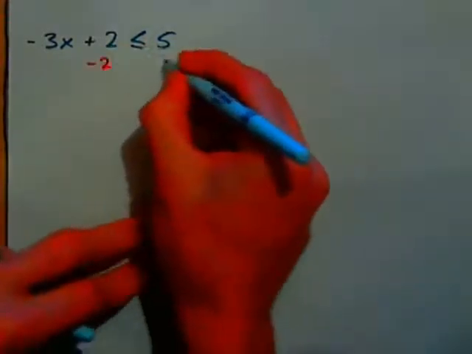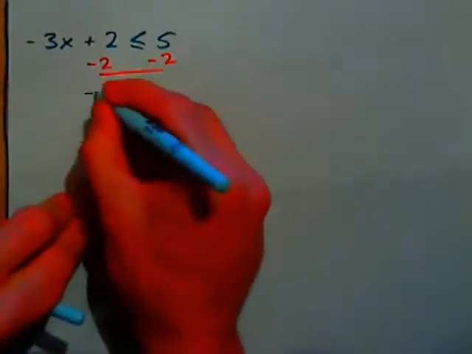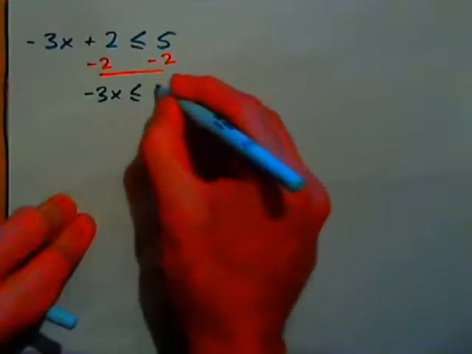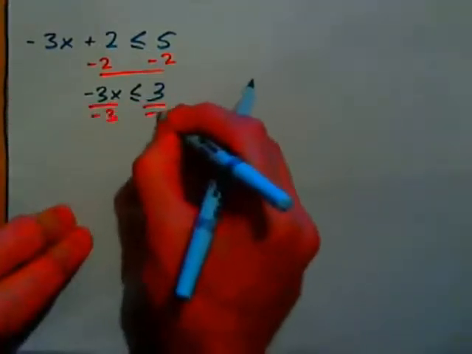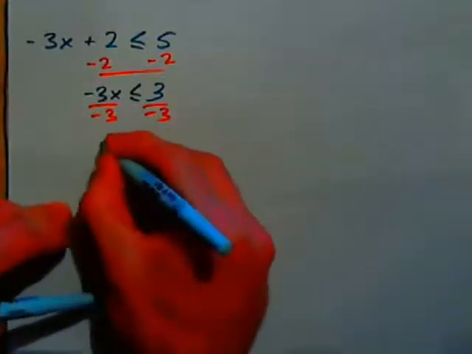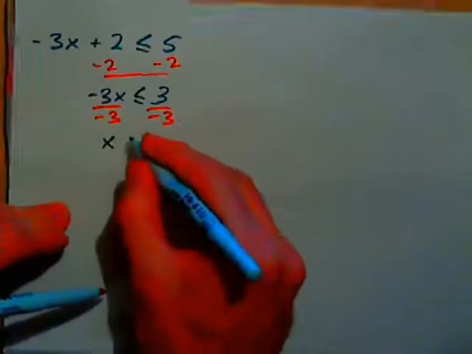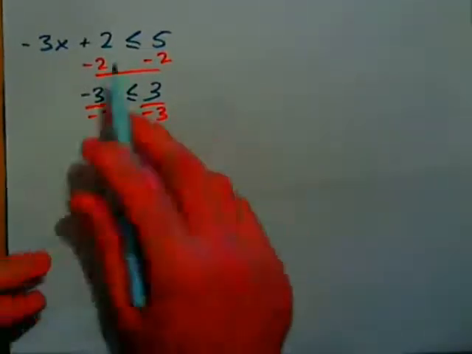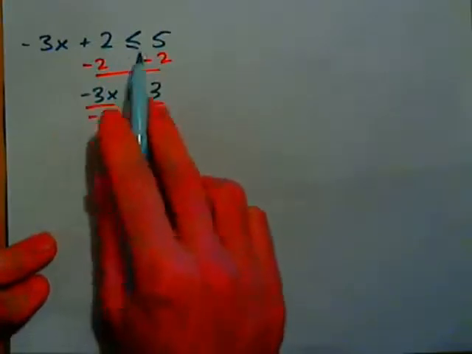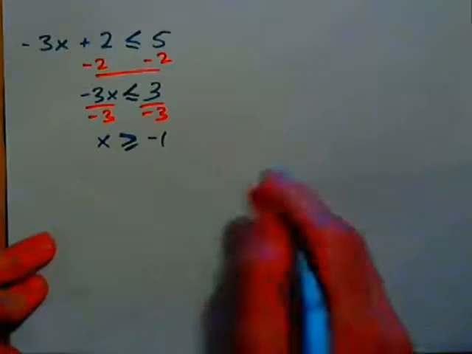So subtract 2 from both sides, and you would get negative 3x is less than or equal to 3. Divide both sides by negative 3, and we have x is, since we divided by a negative number, greater than or equal to negative 1. So when we subtracted from both sides, the inequality stays the same direction, but when we divide by a negative, it changes direction. Okay?